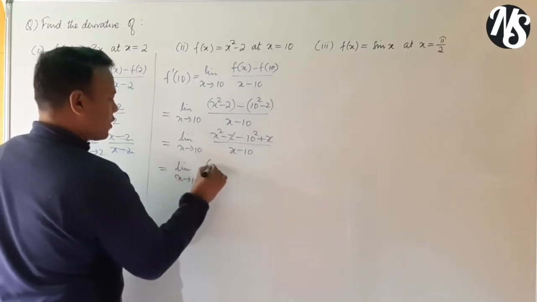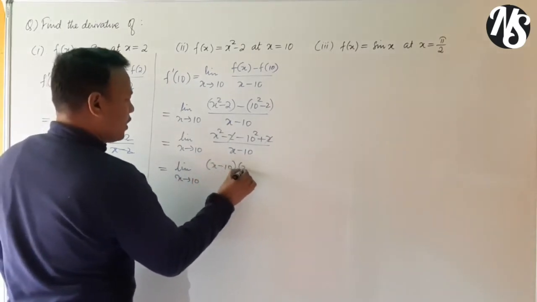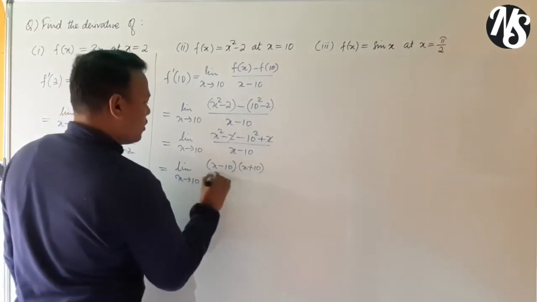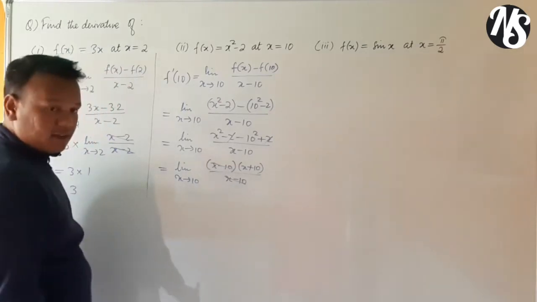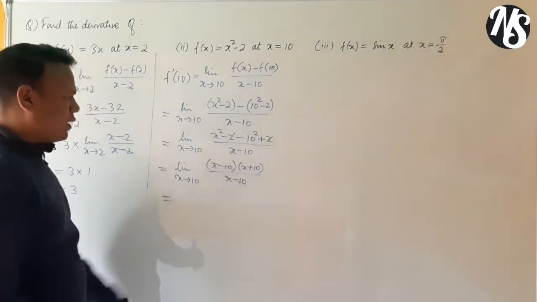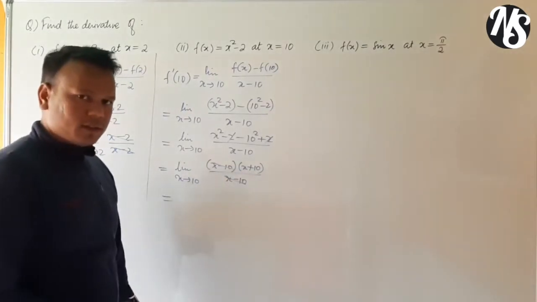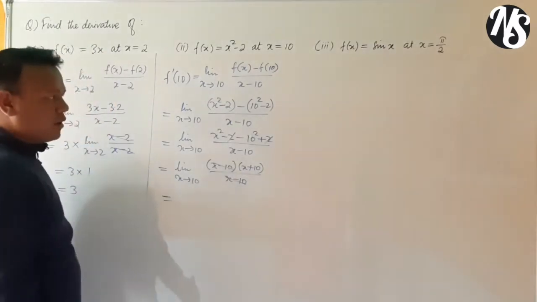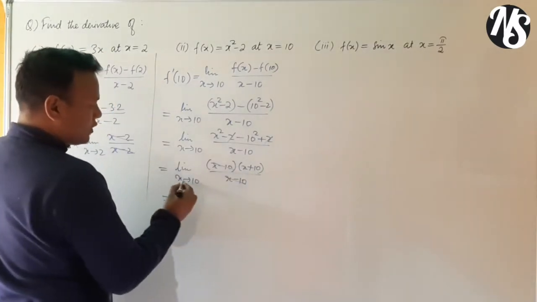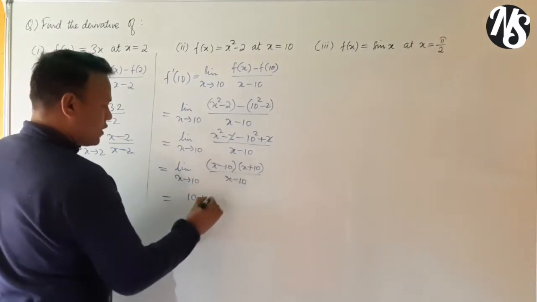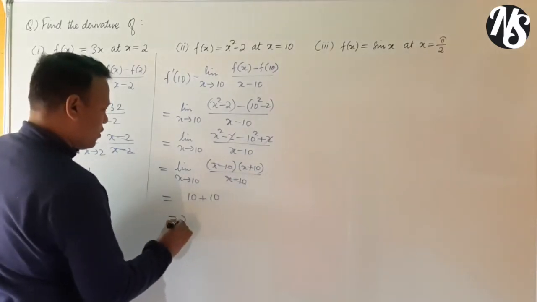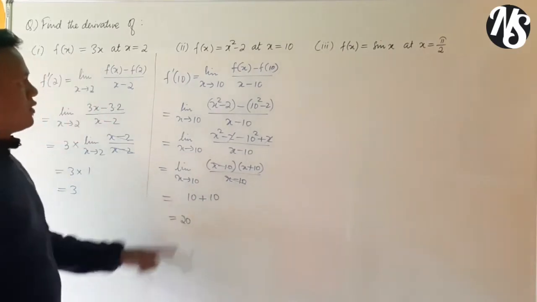So a squared minus b squared can be written as (a minus b) into (a plus b). So divided by, we have x minus 10, and you see that these two get cancelled. Now you have only x plus 10, right? So let's put the value now. If you put the value of x to be 10 here, then we have 10 plus 10, which becomes 20.